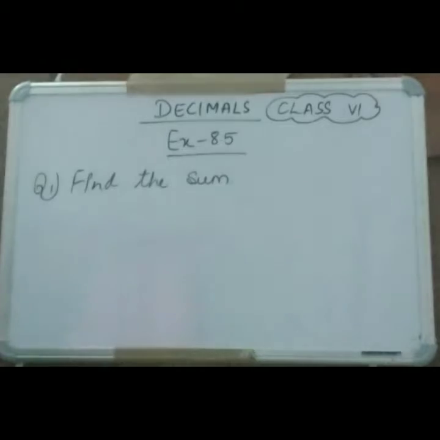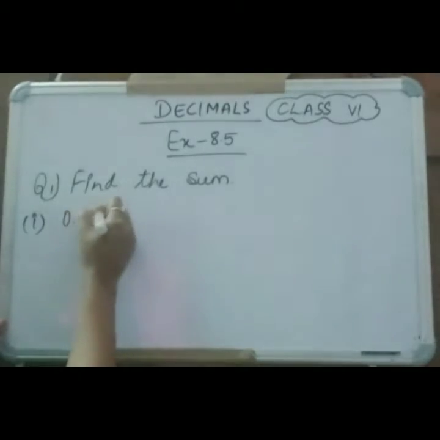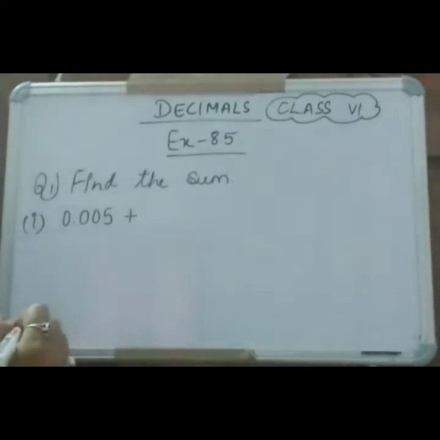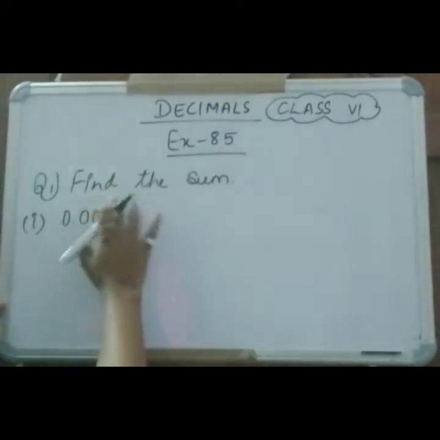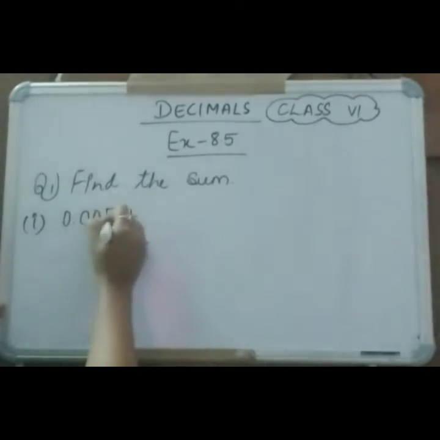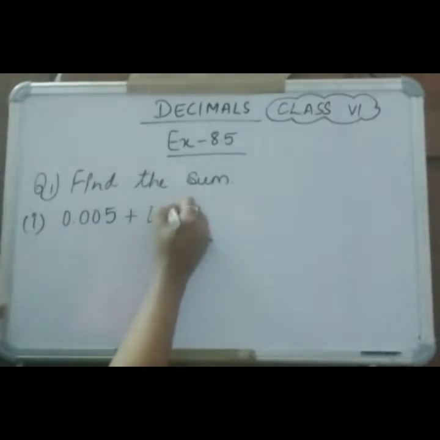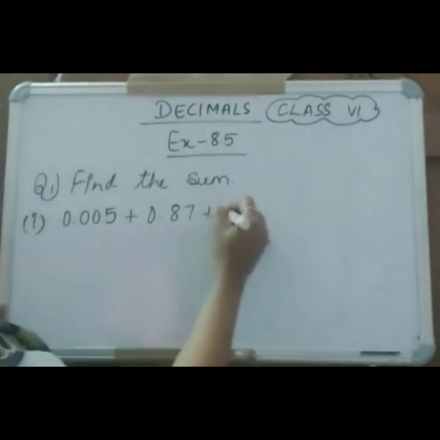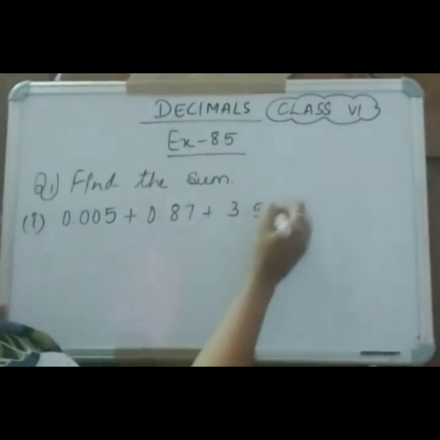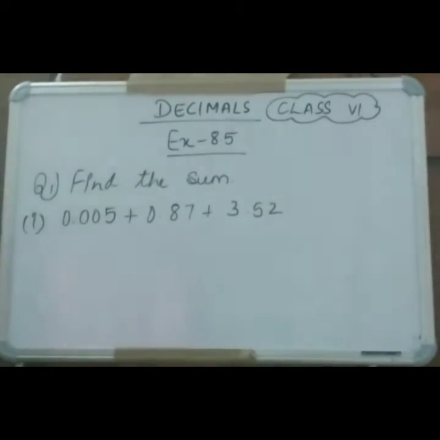Okay, in this we will add the given decimals. First of all, I am taking the first question, that is 0.005 plus 0.87 plus 3.52. This one example I am taking.